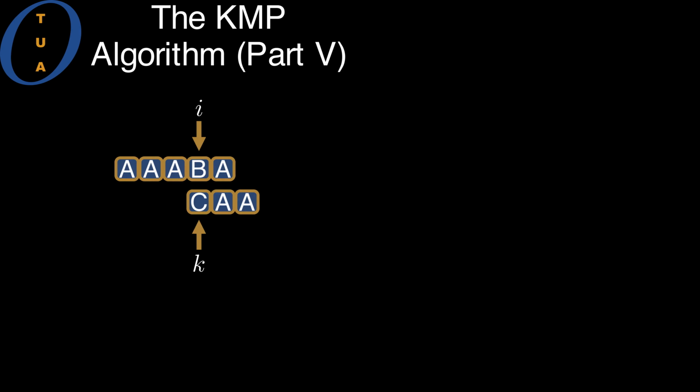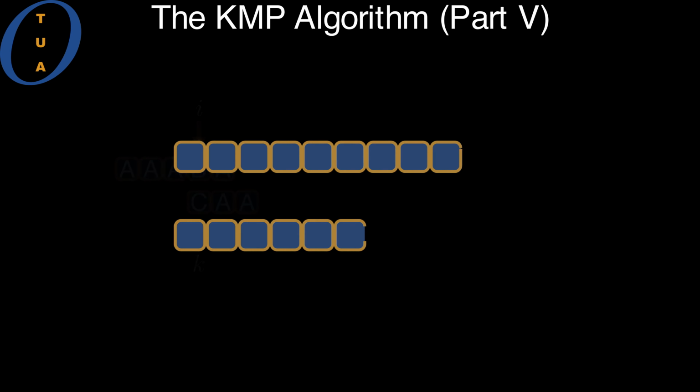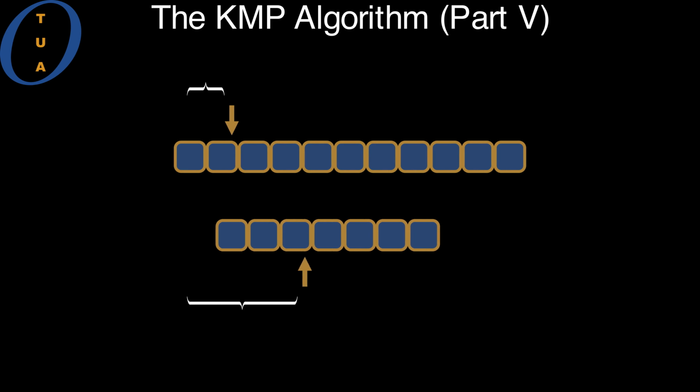In the next tutorial, I will show that KMP has a linear running time by using a visual argument.